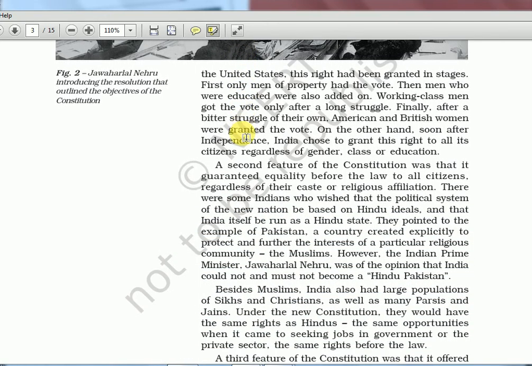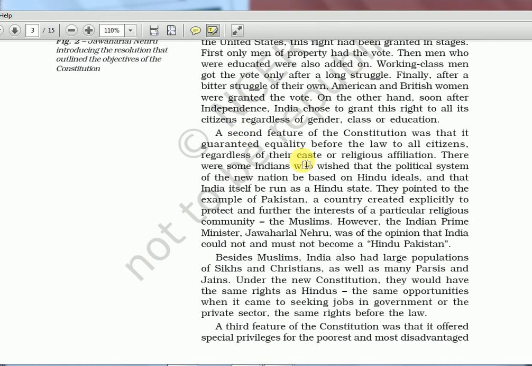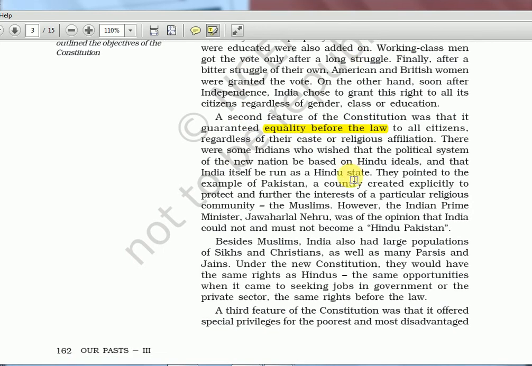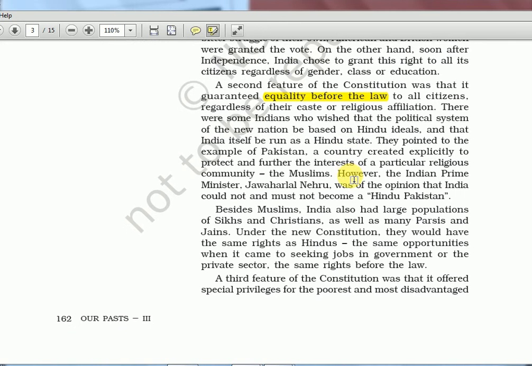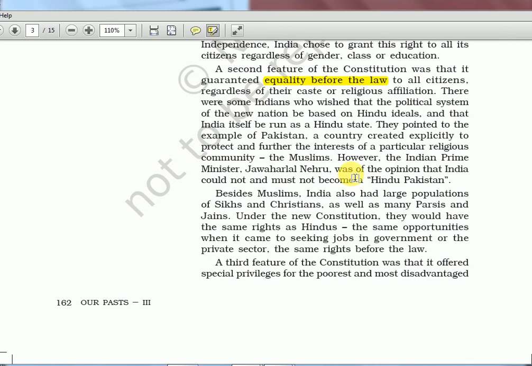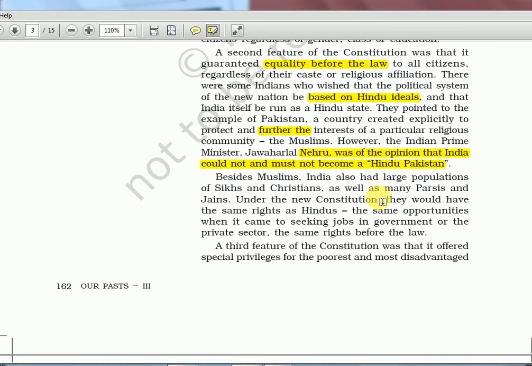Second feature of the constitution is equality before law. We know Article 14. Okay, this is what I told. It's a bit of a polity angle in the beginning part of this textbook. So there again, political equality and the concept which I told, the Hindu ideals. Some wanted Hindu ideals because Pakistan was Muslim. Jawaharlal Nehru's opinion was, we do not want to become a Hindu Pakistan. Okay, this is the statement which he made: we do not want to become a Hindu Pakistan.